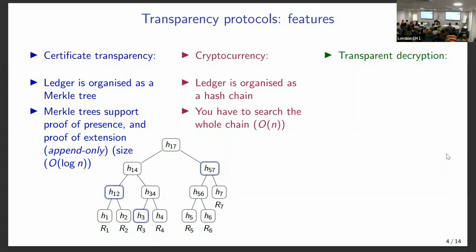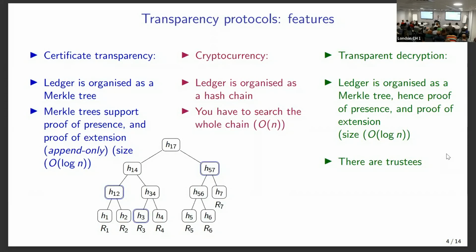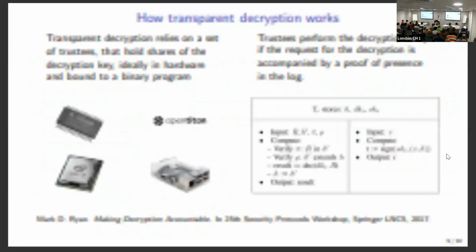Now, cryptocurrency, for various reasons, didn't adopt that. They adopted hash chains, which are a very similar thing, except they're not logarithmic, they're linear. So it's not so efficient. And then transparent decryption, well, there we have Merkle trees again, so we have the logarithmic size, but of course we have these trustees, as I mentioned as well. That's just a little review of some protocols.